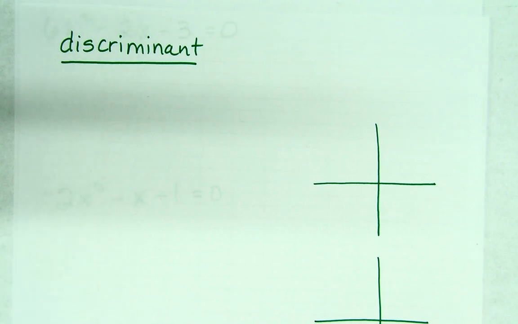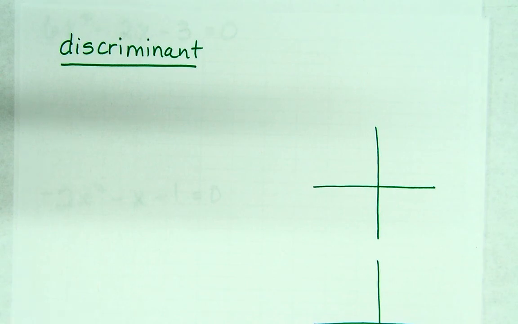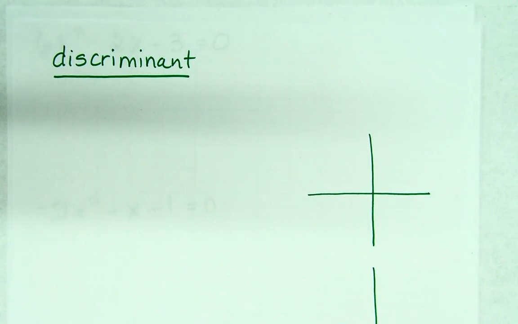Today we're going to talk about the discriminant. Okay? The discriminant is part of something else that we're really going to focus on tomorrow, but I really want to talk about just the discriminant today. Okay?